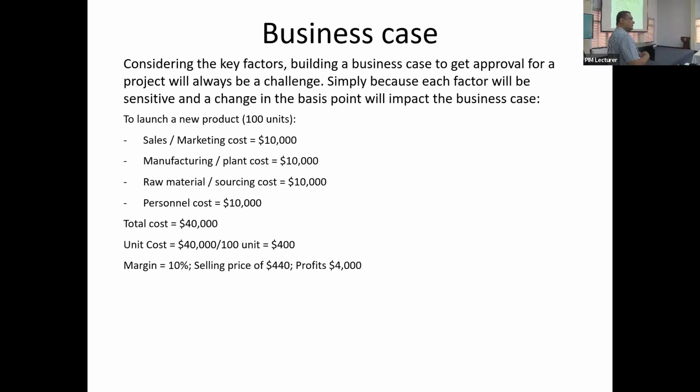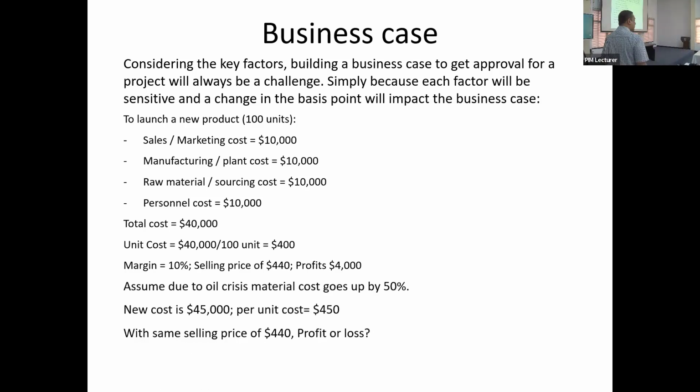Now, the company has launched the product and they have marked the retail price at $440. A month later, the oil price goes up. Nothing to do with this product. Oil price goes up, so your cost of material goes up by 50%. Only one item. So now your new cost is 45,000. Per unit cost now is 450.